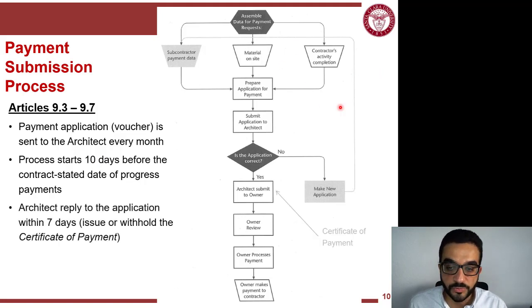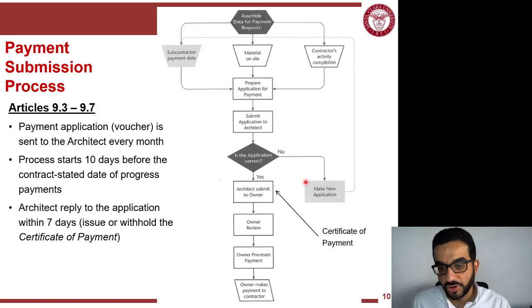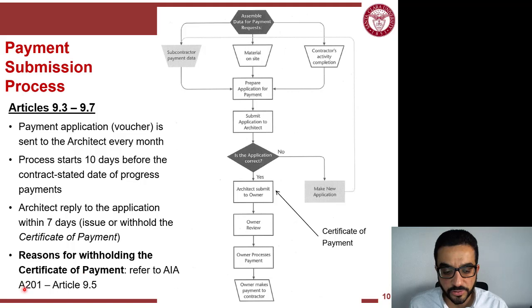So once you do that, you submit it to the architect, and the architect will review it and will say yes or no. So if it's not approved, which we'll see the real reasons are in articles, not Article 9.5. One of the possible reasons I can tell you is defective work. You claim that you finished the work, but the architect doesn't like the quality of the work, sees it as defective. They will not approve the application for payment if you claim the value of this work.